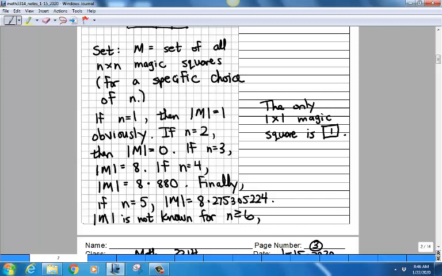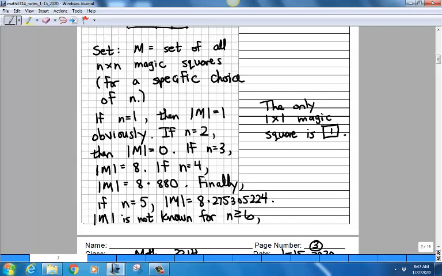Well, that's kind of boring. Now we're going to talk a little bit later. Actually, you're going to show me that there's no magic square of order 2. But as the order gets larger, you start getting lots of magic squares. If n is 3, it turns out there are 8 magic squares of order 3. And that's going to be one of your homework problems from the second set of homework, to actually figure out that there are 8 different squares of order 3.